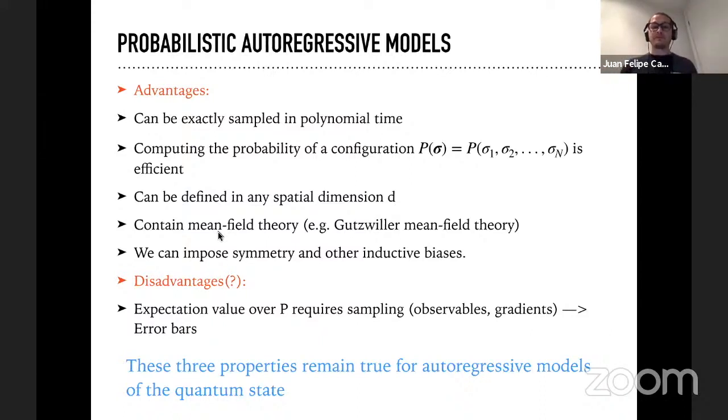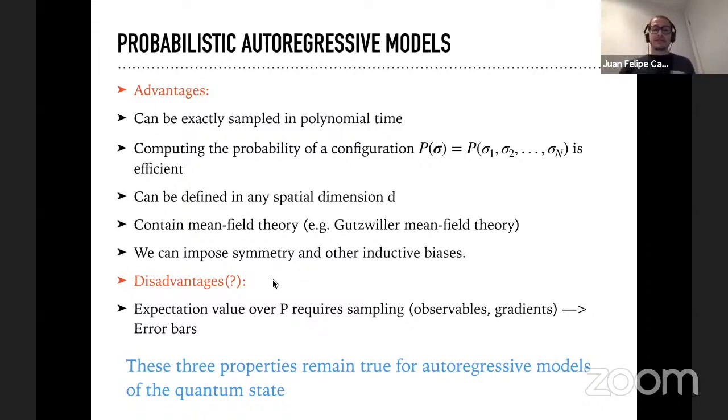And one thing that I would like to highlight is that these probabilistic autoregressive models contain mean field theories. So for instance, if you think of them as quantum states, they contain a very popular wave function called the Gutzwiller mean field theory. On top of that, you can impose symmetries and other inductive biases.